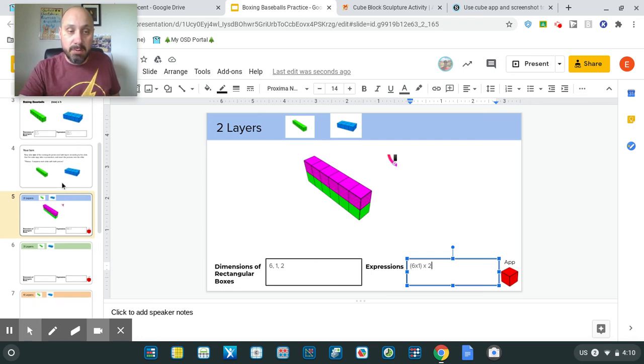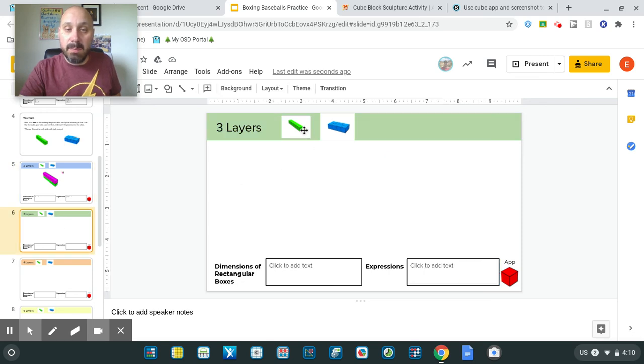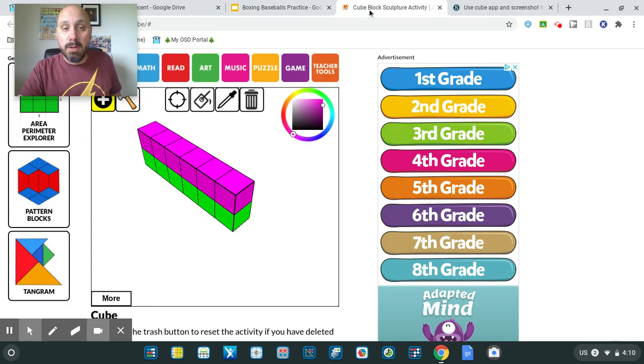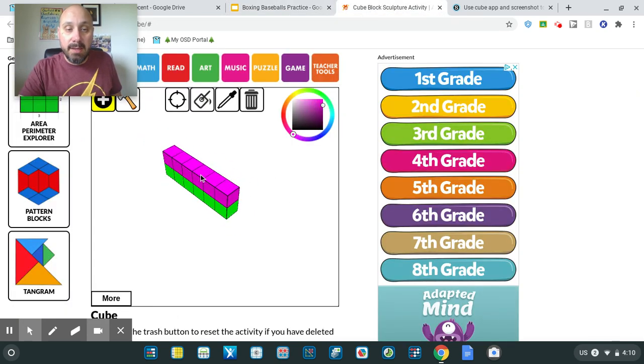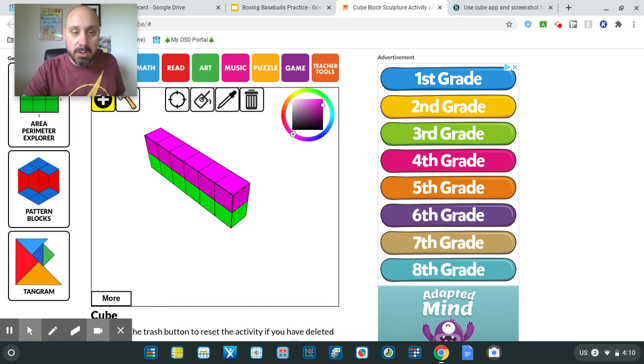Okay, so your next challenge, I'm going to let you do it, is pick either the green or the blue, or both if you want to do bonus. Go to your cube sculpture activity. If you use your 2 fingers and go like this on the mouse pad, up and down with your fingers, it'll make it bigger and smaller too. And then remember, don't forget about the bullseye thing.